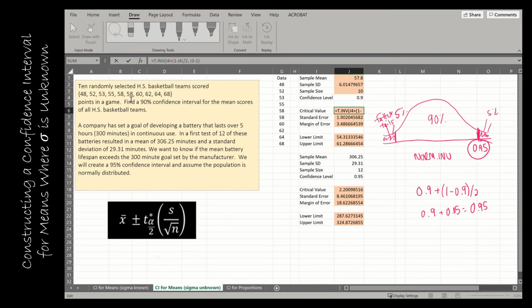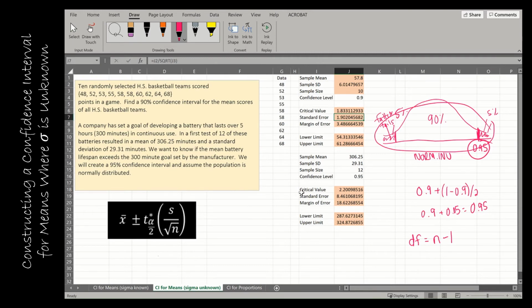Now, the other thing that we need for a T inverse, because for norm inverse, we just needed the probability, and then 0, 1 for norm inverse, or without the 0, 1 for norm S inverse. But this one asks for degrees of freedom. And the degrees of freedom tells us essentially how close this is going to be to the normal model. And so we're just going to take n minus 1. Notice I've taken J3, which is my sample size, and subtracted 1. So I've just put that as part of my formula. That gives me my critical value.